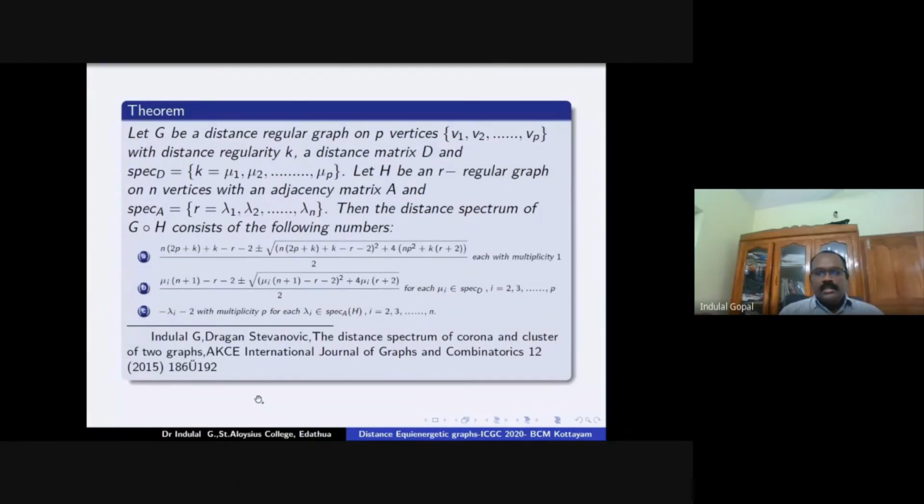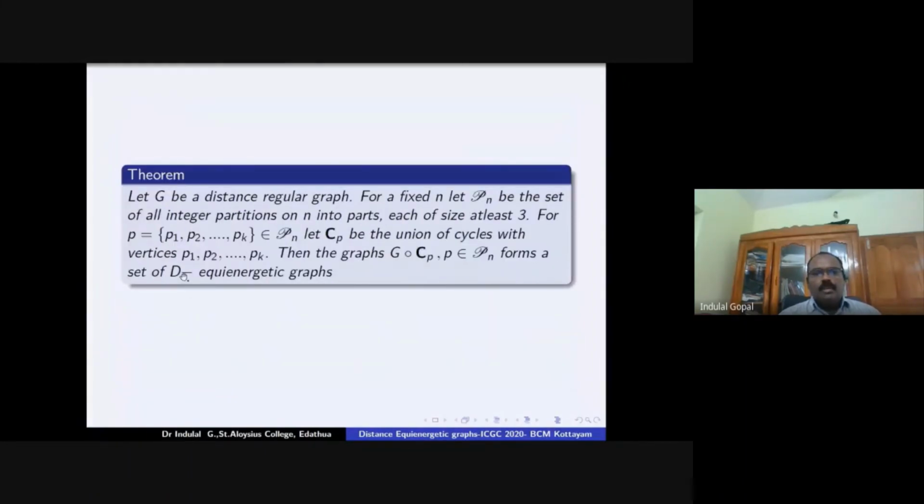In the paper, "Distance spectrum of corona and cluster of two graphs," which appeared in the International Journal of Graphs and Combinatorics in 2015, jointly authored with Stevanovic, we obtained the distance spectrum of the corona of two graphs G and H. If G and H satisfy these primary conditions, then the distance spectrum of G corona H consists of these numbers. And using this, we proposed this theorem, that G be a distance regular graph for a fixed n.